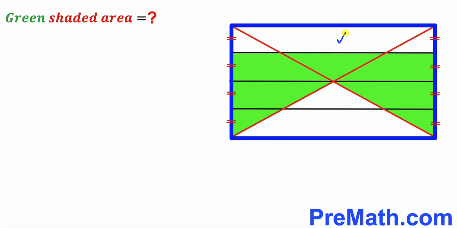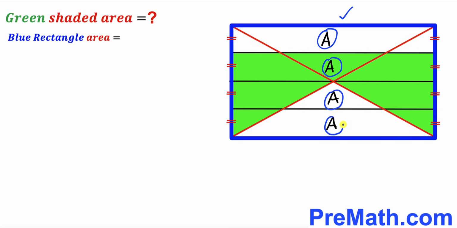We know that all these tiny rectangles are identical. So the areas of these rectangles are going to be identical as well. If I label the area of this tiny rectangle as uppercase A, then the area of this rectangle is going to be uppercase A, and likewise uppercase A. Then the area of this big blue rectangle is going to be the sum of all these individual areas, so that's going to give us 4 times A. Therefore, this big blue rectangle area is equal to 4 times the area A.